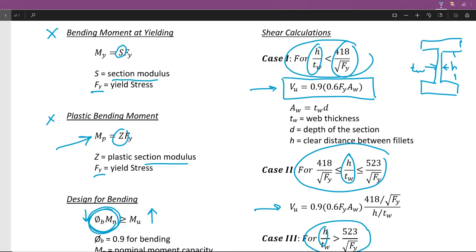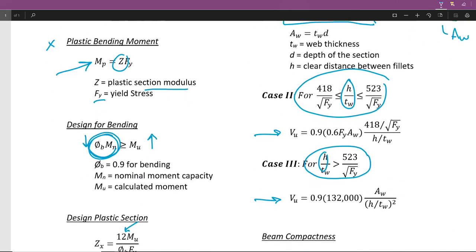One other thing that I would like to note here is that the area of the web is this center portion that we talked about where we approximate the full depth of the beam multiplied by the thickness of the web, and that gives us the area of the web that we want to deal with in the calculation. This is a design assumption that lets us simplify what we're working with.